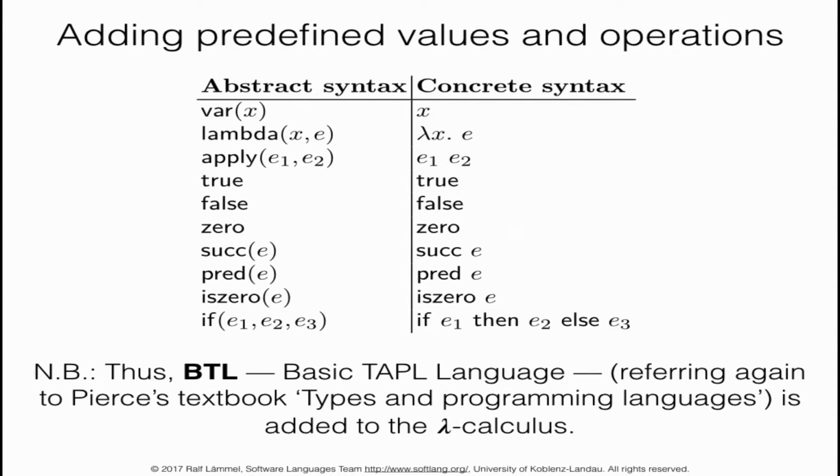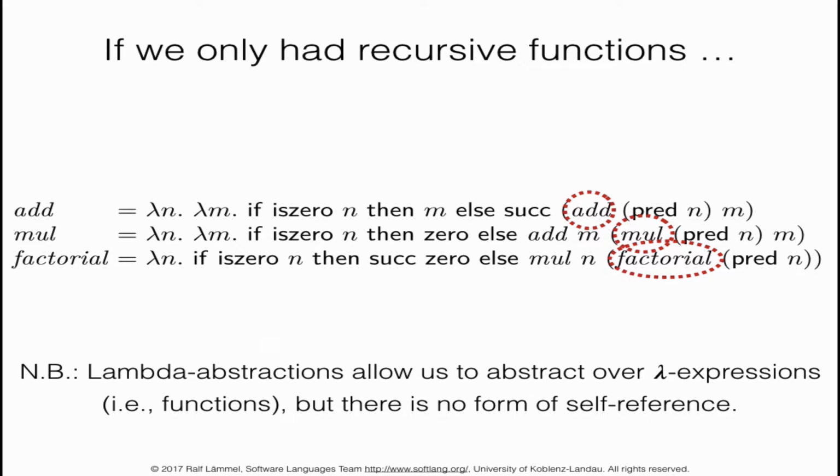Okay, so now let's make our lambda calculus a little bit more convenient. So we're going to add some expression forms: true, false, zero, successor, predecessor, test for zero, and if-then-else. So these are just nice, well-known expression forms that we want to use on top of lambda abstraction, function application, and variable reference.